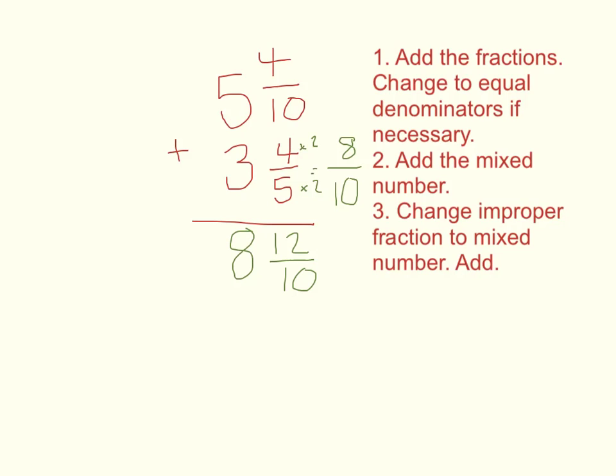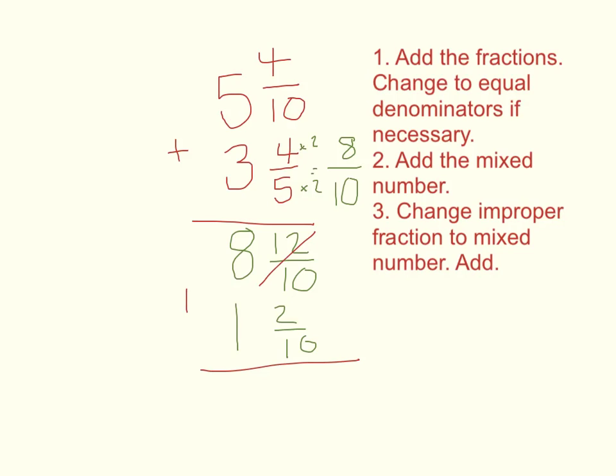So now my answer reads 8 and 12/10. The next thing I'm going to do is change my improper fraction to a mixed number. So I know 10 goes into 12 one time, having 2 out of 10 left over. So I can go ahead and cross out that fraction.